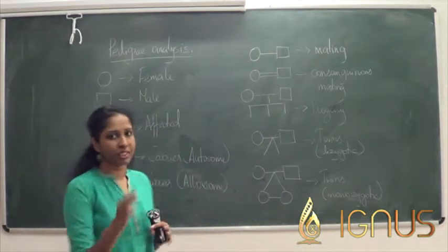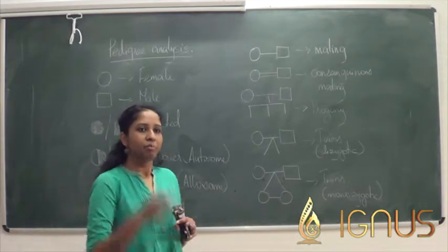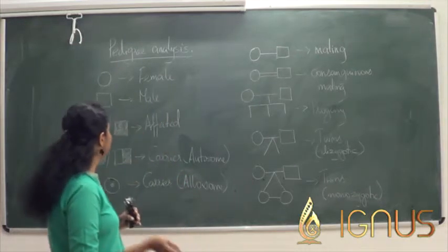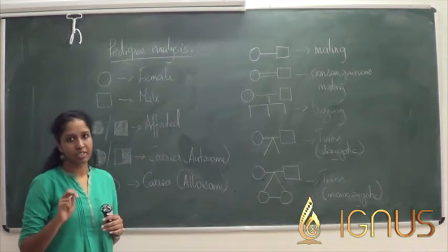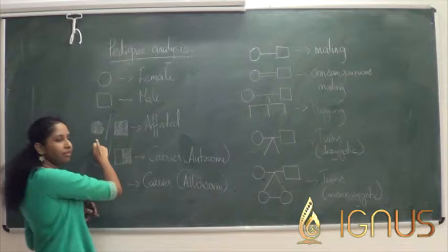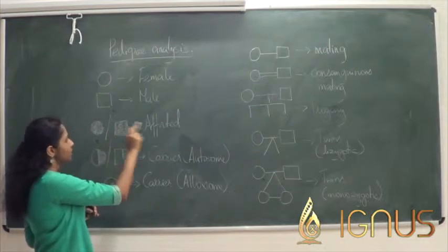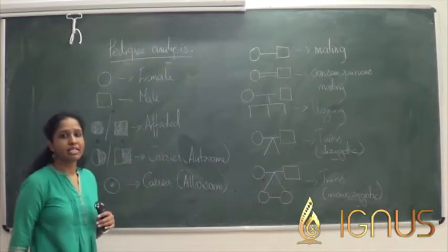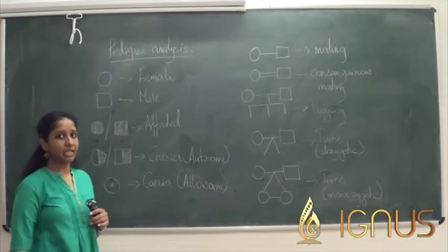Okay, so before we get into pedigree analysis, there are certain symbols that you would have to know, either to plot a pedigree chart or to infer from a pedigree chart that is already plotted. So the symbols are these. An empty circle represents a female. An empty square represents a male. A filled-in circle or a filled-in square represents someone who is affected, meaning this female or this male is affected by a disease. If it is completely filled in, it means that they are affected.